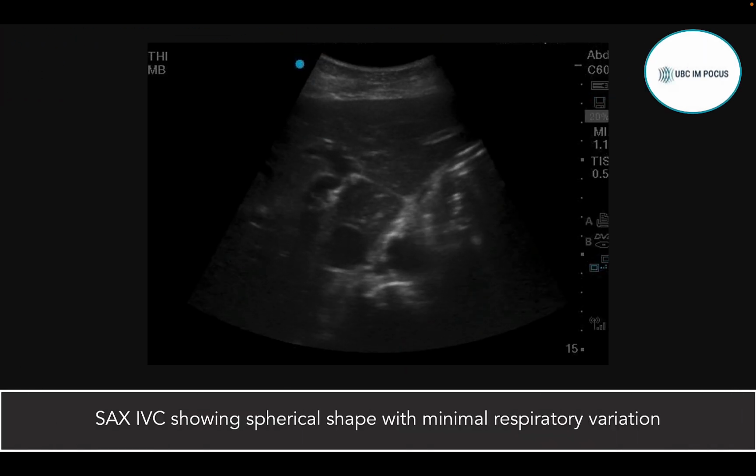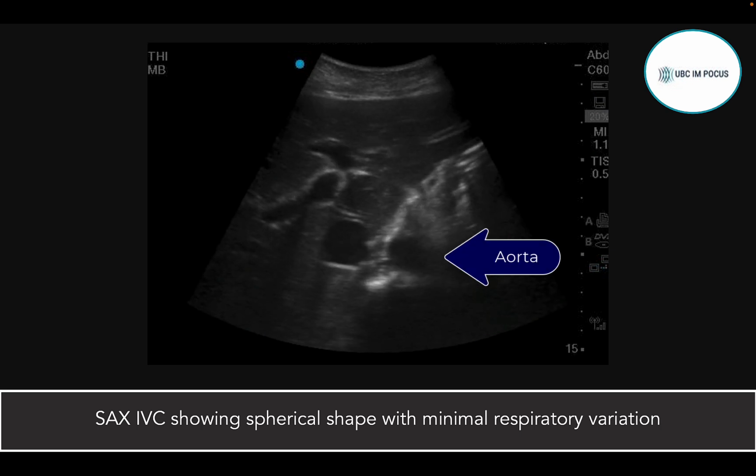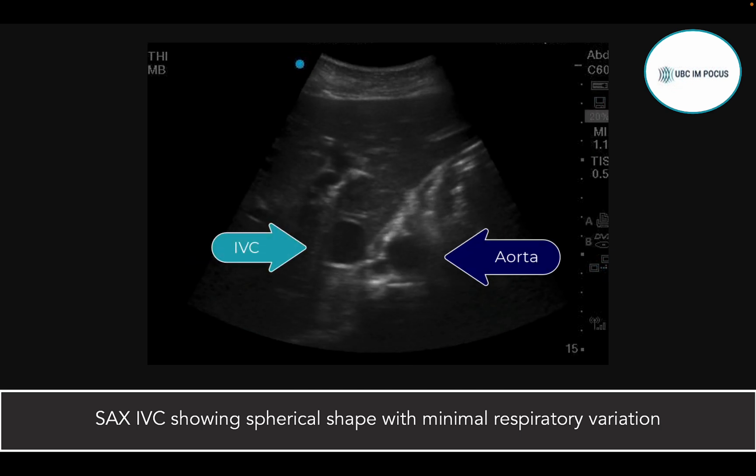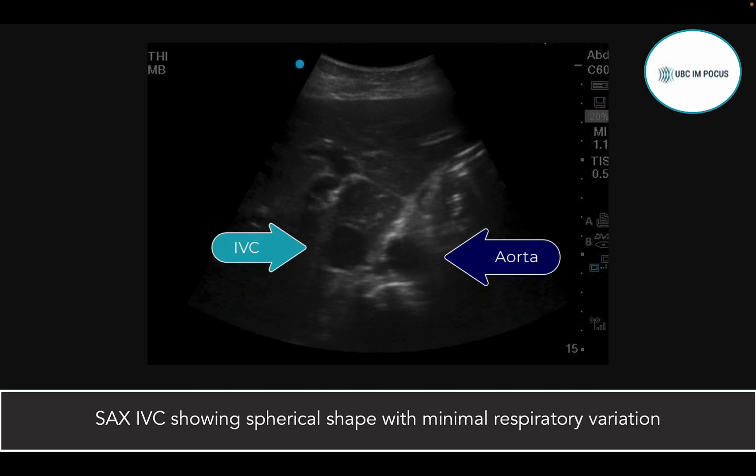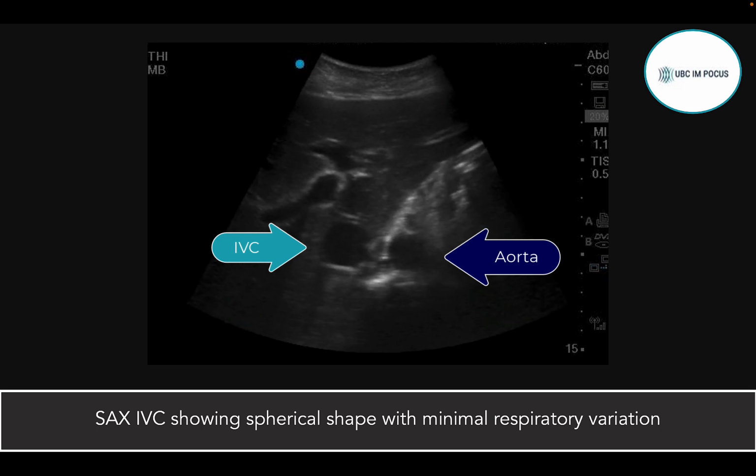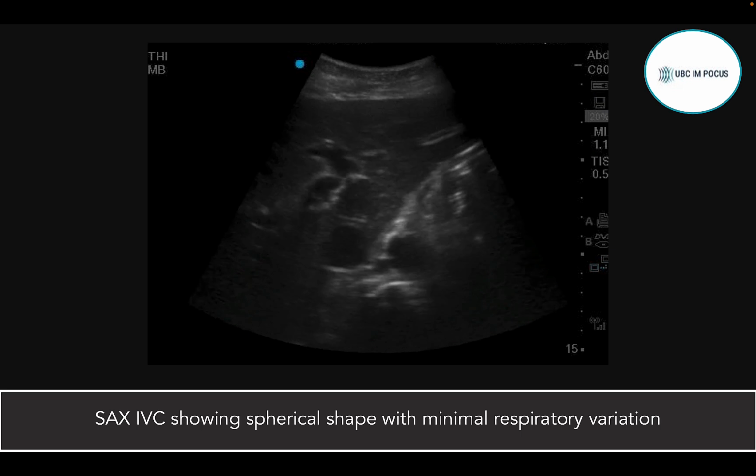Again, a short axis IVC, you've got aorta there to kind of screen right over top of the spine, and then IVC to screen left within the liver. A very spherical shape here, again, with minimal change with respiration. This, again, would correlate to an elevated CVP.